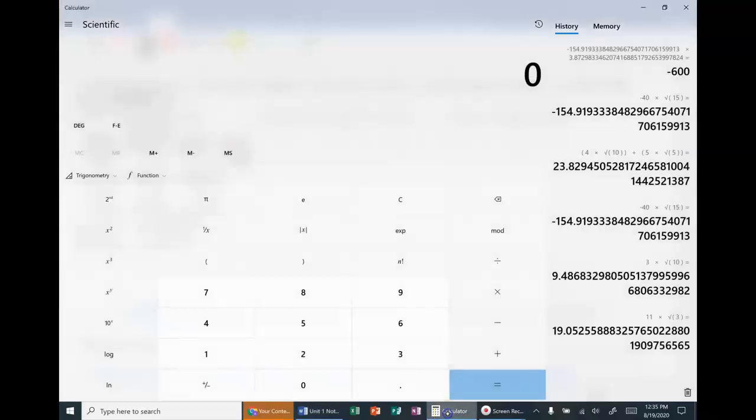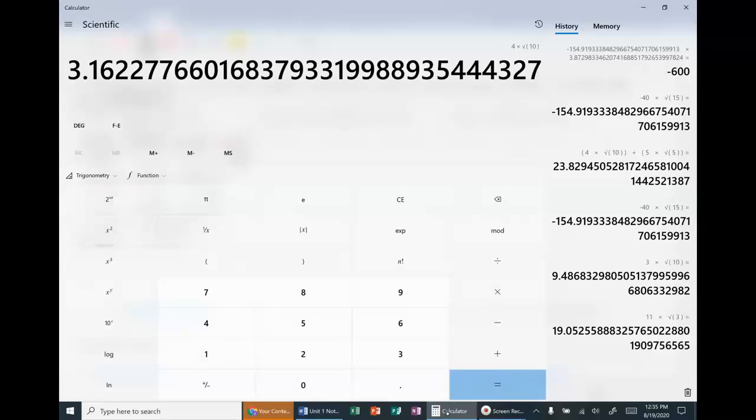Okay, so now I'm going to turn on my calculator. We want to do 4 times rad 10. My calculator requires me to do all of these steps. 4 times rad 10, so I have to punch in 10 and then second radical. So that's the first one.